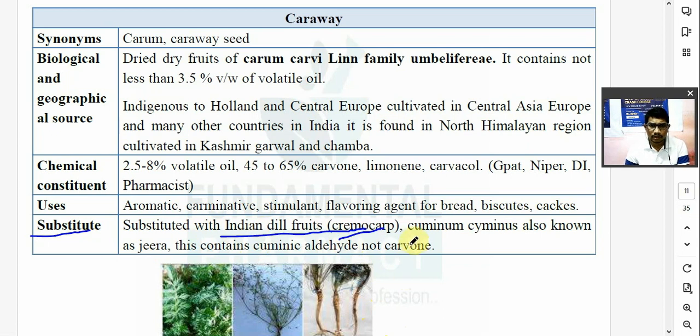Then Cuminum cyminum. Cumin means jeera. Cumin seeds are also substituted with Cuminum cyminum.